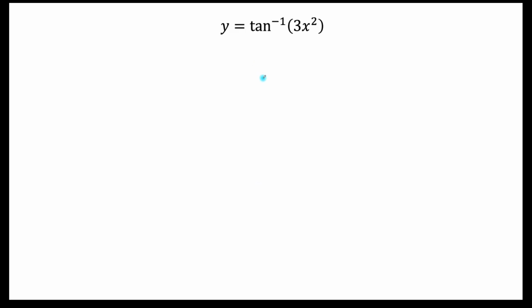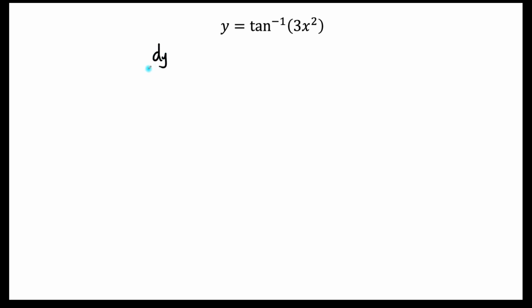Okay, let's look at this one. This time we have a tan inverse function, and we've got a 3x squared in the bracket. So in other words, the outer function is tan inverse, and our inner function is 3x squared. So let's go ahead and do that.